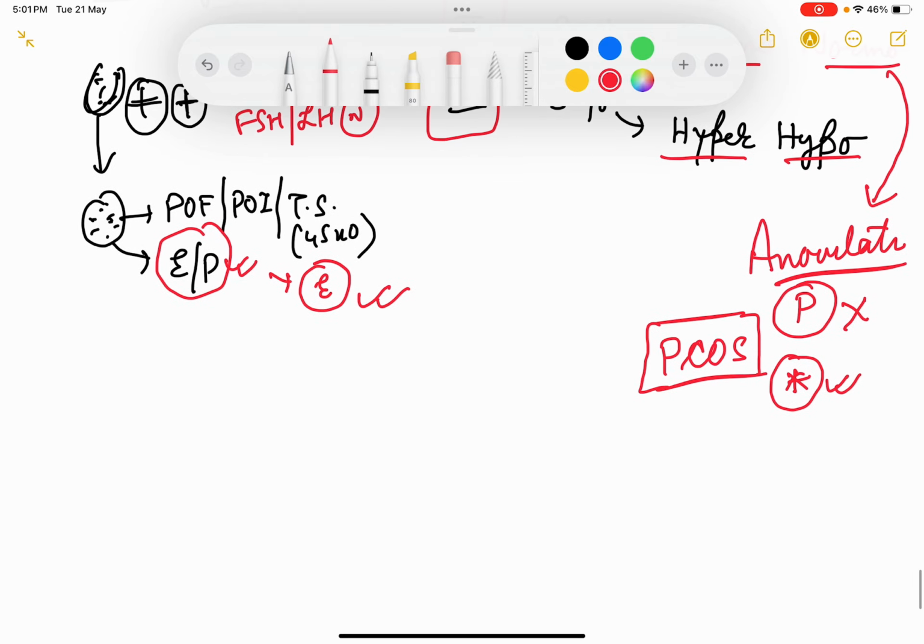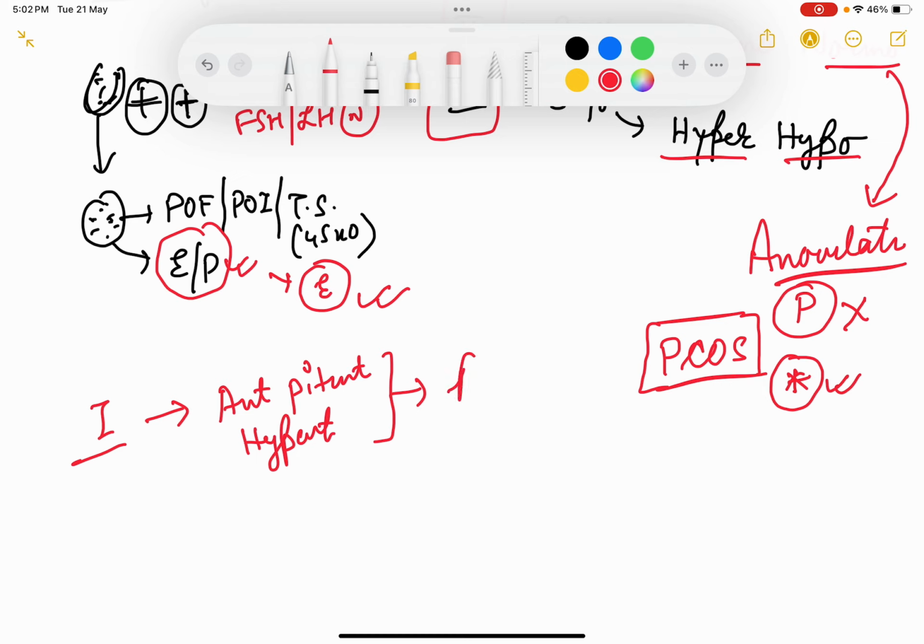So, what will be the treatment? If it is class 1, then it is hypo. So, the defect is either in the anterior pituitary or at the level of the hypothalamus. So, you have to give the hormones there itself. So, your treatment will be pulsatile GnRH therapy, pulsatile GnRH gonadotrophin therapy. GnRH therapy has to be given so that the ovaries start secreting the estrogen.